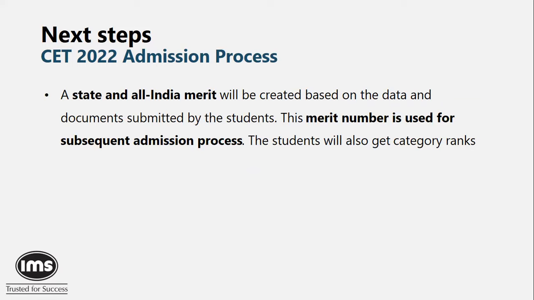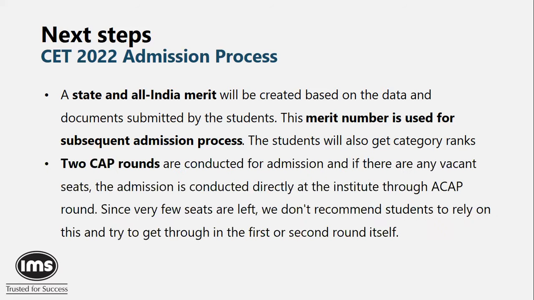The merit number that you get, or let's put it very simply, the rank that you get is going to be used for the subsequent admission process. You will also be able to see your category ranks in this particular document, and this will be released once the CAP application form is filled.